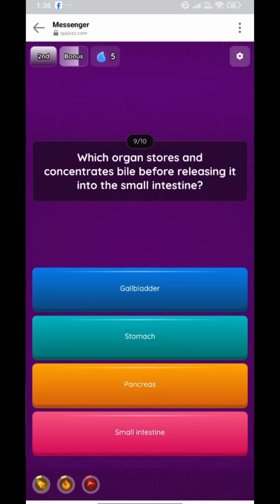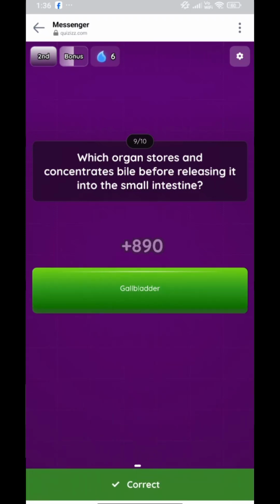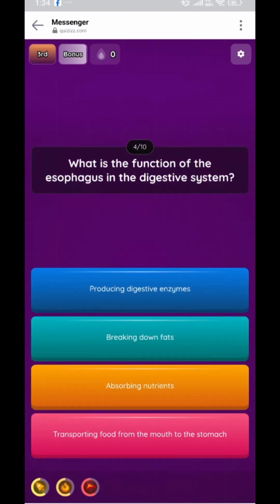What is your answer, Miss Bimayra May? Is it our gallbladder, ma'am? Let's see. Very good. That is our gallbladder. Next, what is the function of the esophagus in the digestive system?